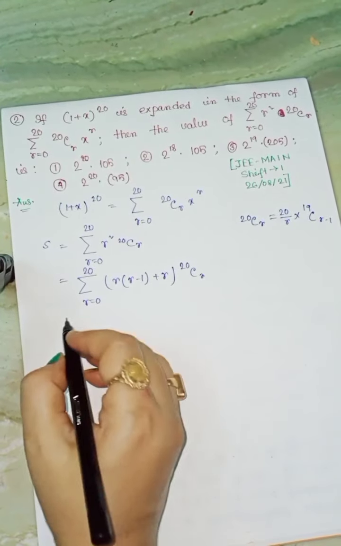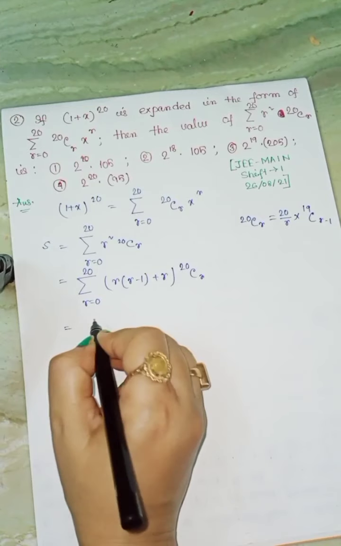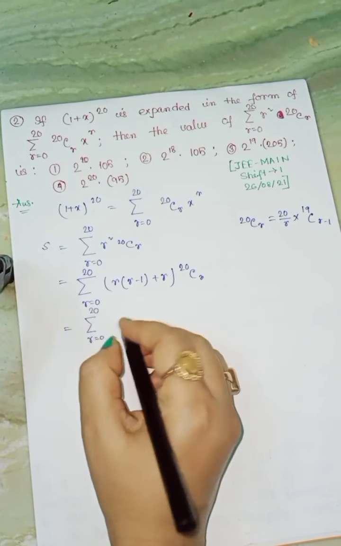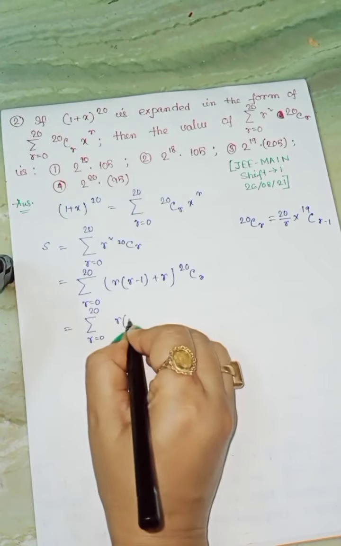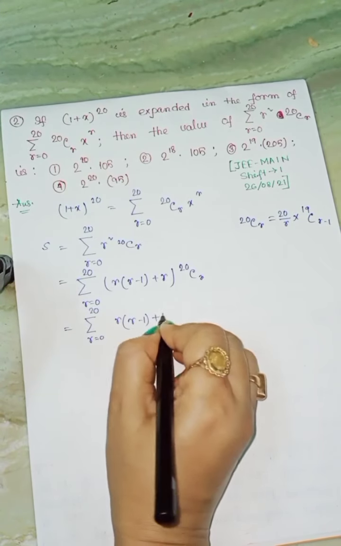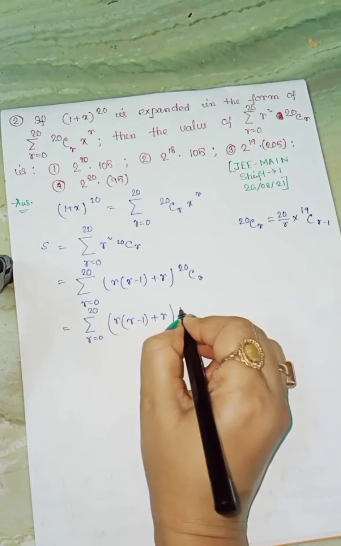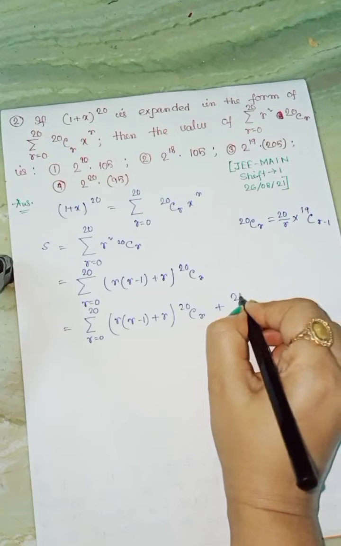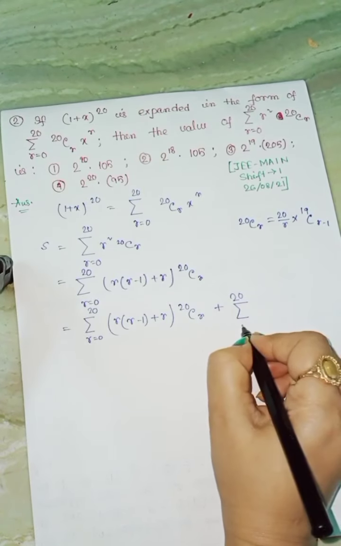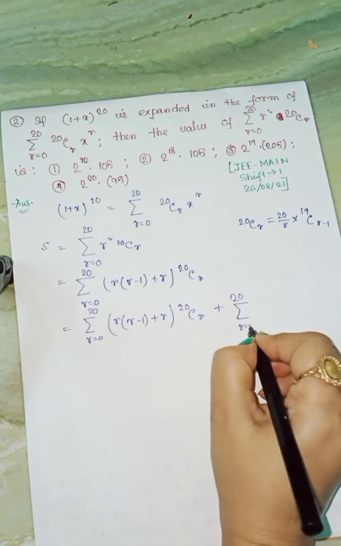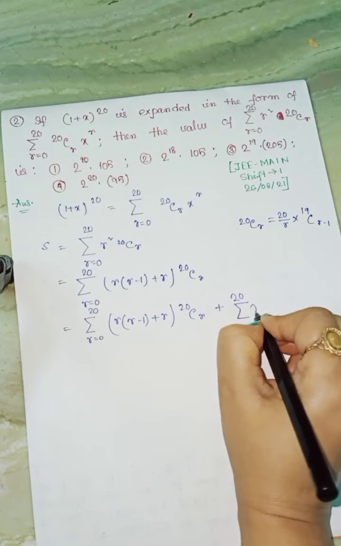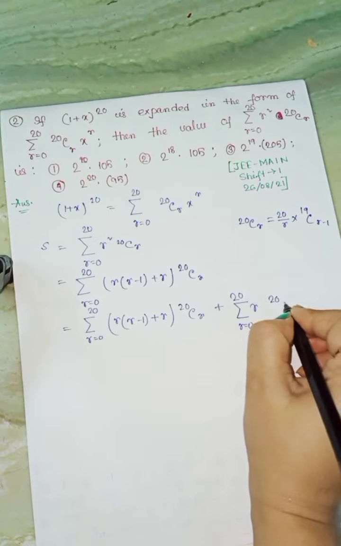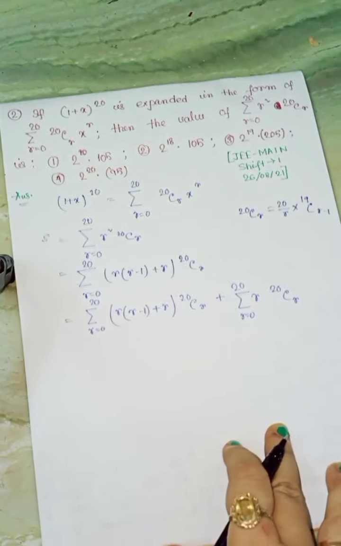So now putting this one, here we get summation r is equal to 0 to 20 r into r minus 1 plus r 20 cr, plus summation r is equal to 0 to 20 r into, it is r into 20 cr.